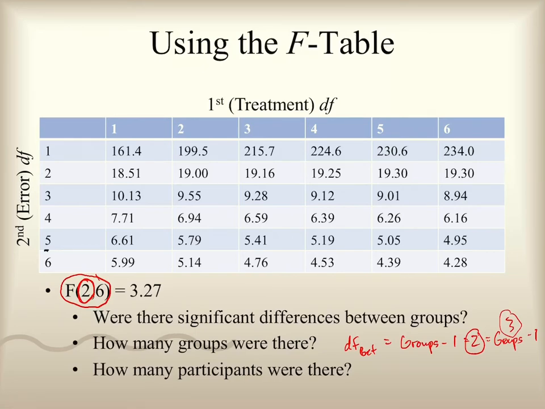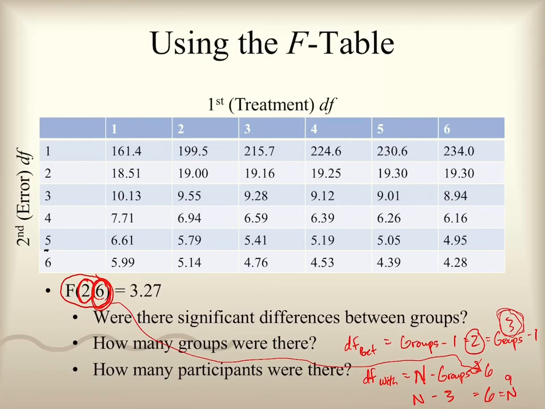How many participants were there? Well, now if we know that there were 3 groups, df within, or df error, equals total number of participants minus the total number of groups. Well, if we know that there were 3 groups in this study, n minus 3, both of these have to equal 6 over here. So we take this value of 6, put it right there. We know that has to equal 6. So if n minus 3 equals 6, we know that n is 9. 9 minus 3 equals 6.